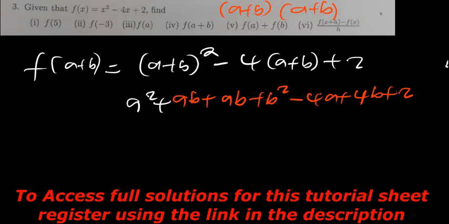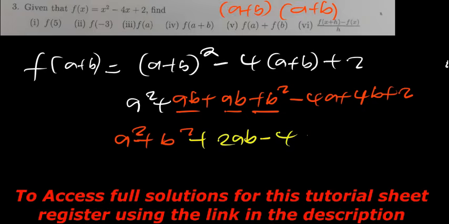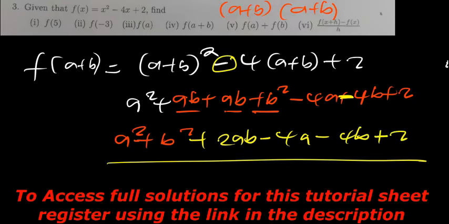So I'll bring this b squared here, these two ab terms can be added, and that is going to give me a squared plus 2ab plus b squared minus 4a. Why is this plus? It should not be plus, it should be minus, because this negative is going to affect everything inside. So this has to be minus 4b plus 2. And this is my answer. It's not something that is complicated.